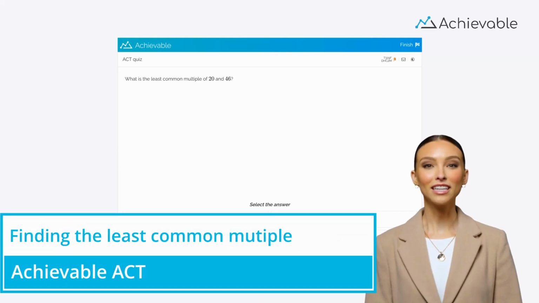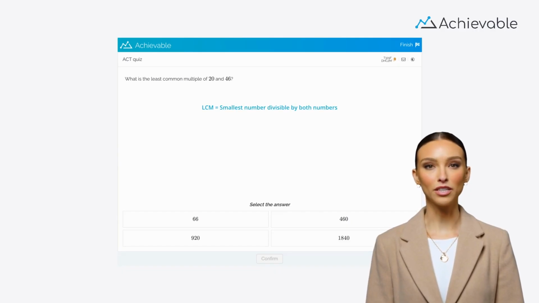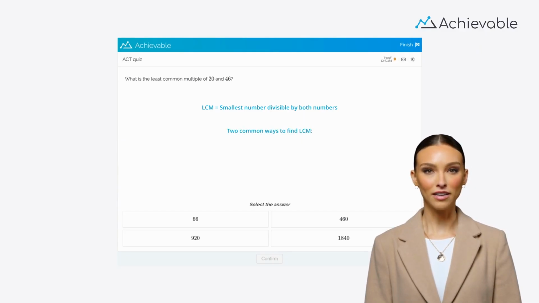Today we're going to find the least common multiple, or LCM, of the numbers 20 and 46. The least common multiple is the smallest number that both original numbers multiply into evenly. There are two common ways to find it: listing multiples and prime factorization.